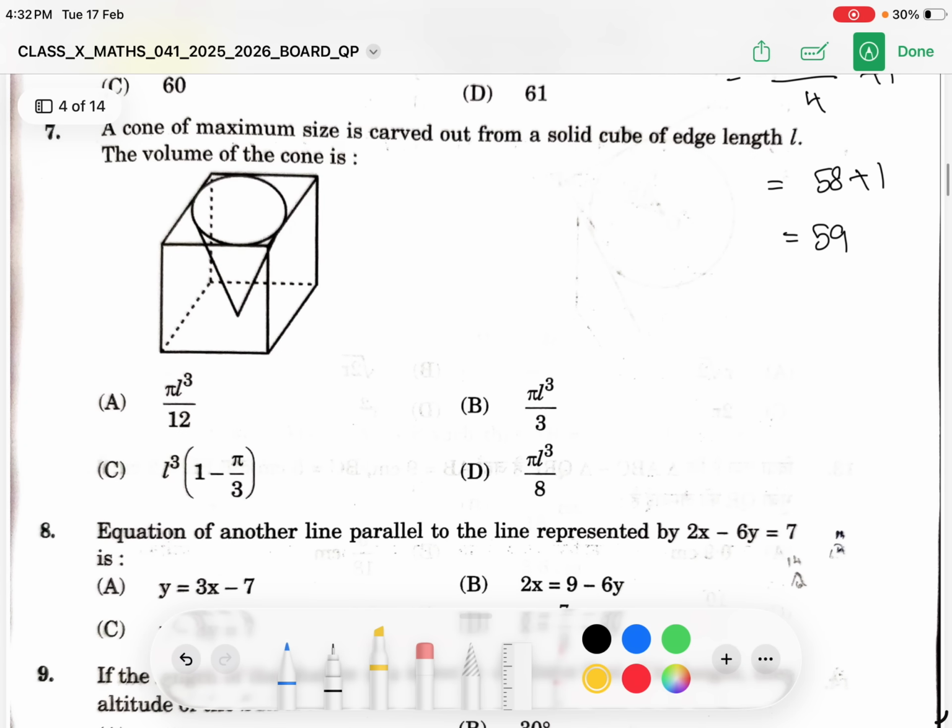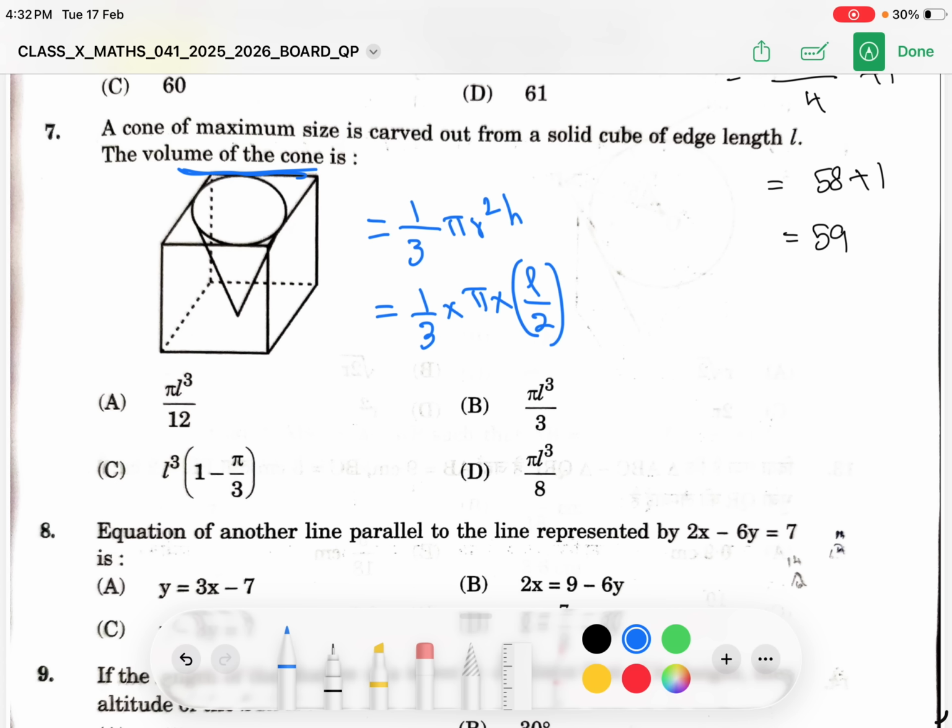Next, this question is very easy. We know that the formula for the volume of the cone is 1 by 3 pi r square h. So 1 by 3 is going to be there, and pi also. R is going to be L by 2 here, so L by 2 the whole square into h. Pi h also can be written as L. Then pi L cube divided by 12. So pi L cube divided by 12, option A.